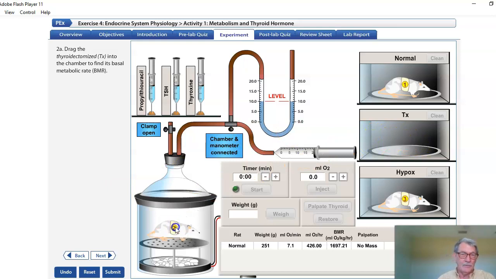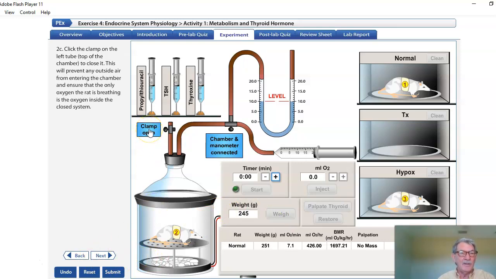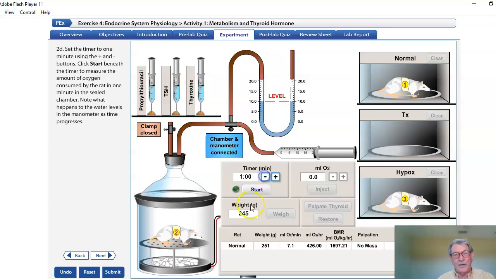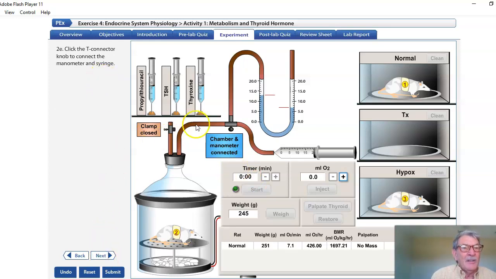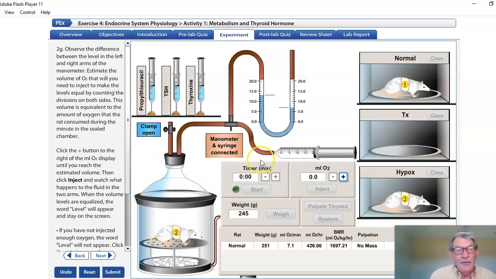Okay, so now I'm going to bring the second rat in, and I'm going to weigh him. Click on the clamp, close it. Okay, next. Set it to a minute. Like I said, they'll do this for you after a little while. And click start. All right. Click the T connector to open it. Click the other one to close it, so the rat can breathe. Observe the difference.